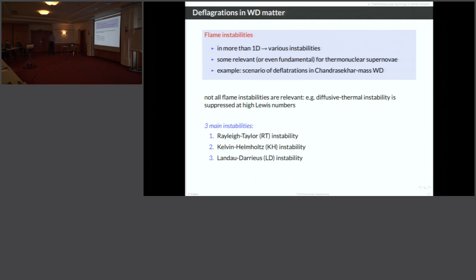Not all conceivable flame instabilities, however, are relevant. There's something called the thermodiffusive instability, and this is usually suppressed at the high Lewis numbers that we have here. So I will discuss the three main instabilities that we have under conditions of deflagrations in white dwarf stars, and these are the Rayleigh-Taylor instability, the Kelvin-Helmholtz instability, and the Landau-Darrieus instability.